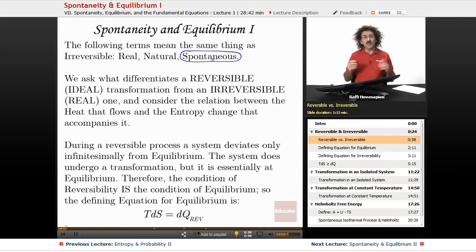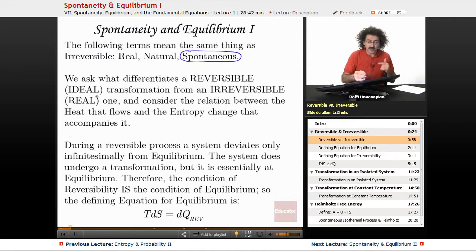Okay, so here's what we want to do. We ask ourselves, what differentiates a reversible or an ideal transformation? Ideal transformations are ways of dealing with things, but they're not real. They're ideal in the sense that they provide an ultimate way of looking at things and they help us put together some sort of a mathematical structure for it, but it's not a real transformation. The real world doesn't work that way, but it gives us a standard, a reference.